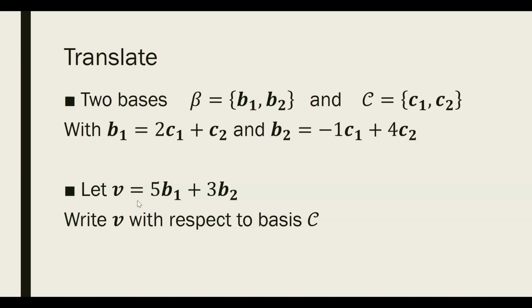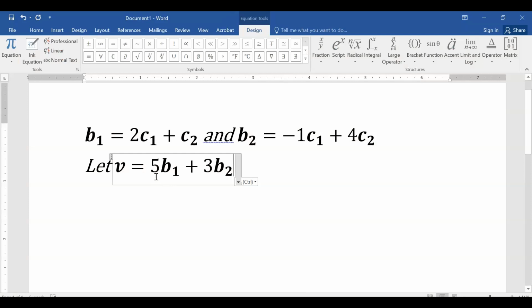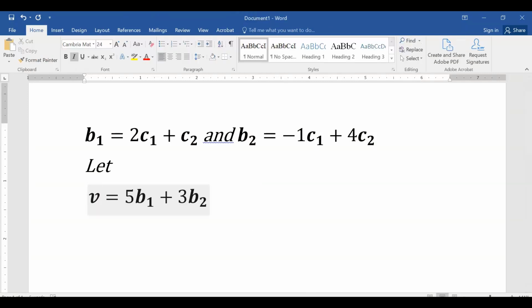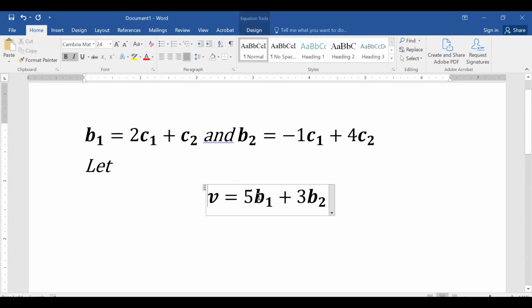We're going to let V be written with respect to basis B, and we want to rewrite V with respect to basis C. In other words, we want to figure out a linear combination of basis elements from C that could work. Now, all we really have to do is say, well, we know that our vector V is 5 times B1 plus 3 times B2. Let's cut and copy that.